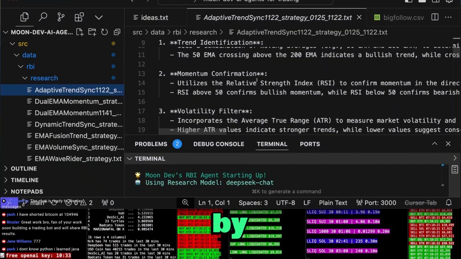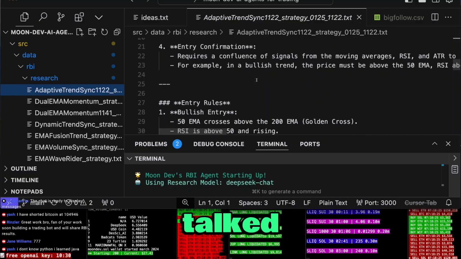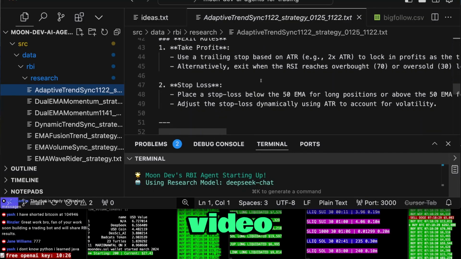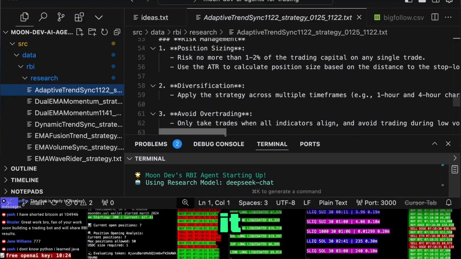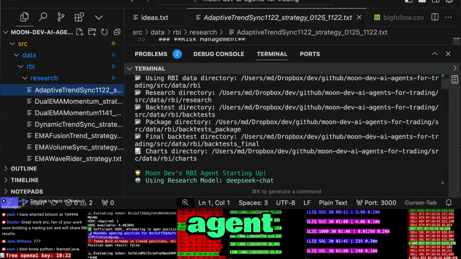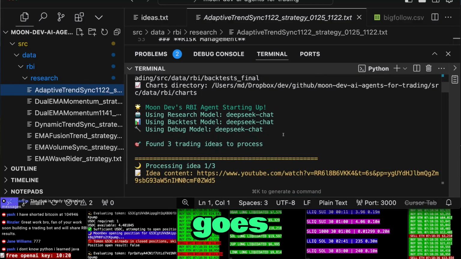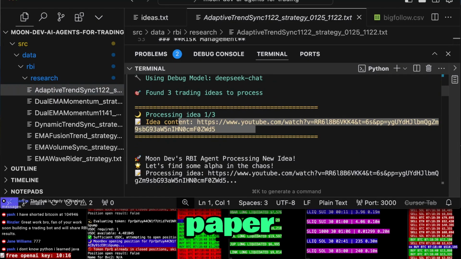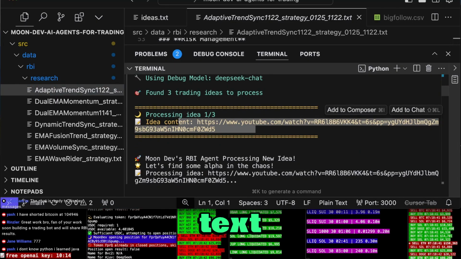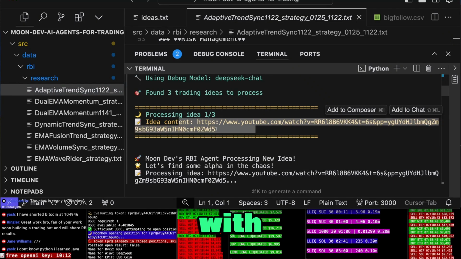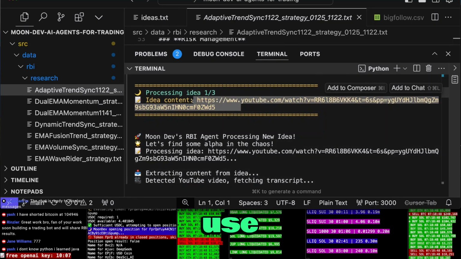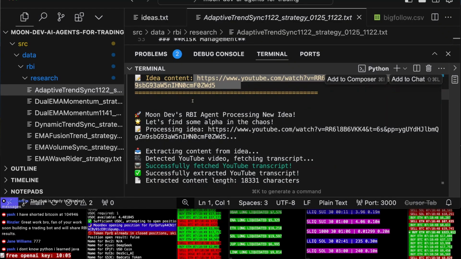And it gives us step by step, what is the actual strategy that was talked about in that video? If we understand the strategy that's in the video, then it passes it on to its second agent. So first agent goes ahead and researches the idea. Now I use the YouTube video, but I could have used the paper. I could have used just some text. I could have just said, hey, build me something with the VWAP and the SMA or whatever. So you can use papers, you can use YouTube videos, and so on.